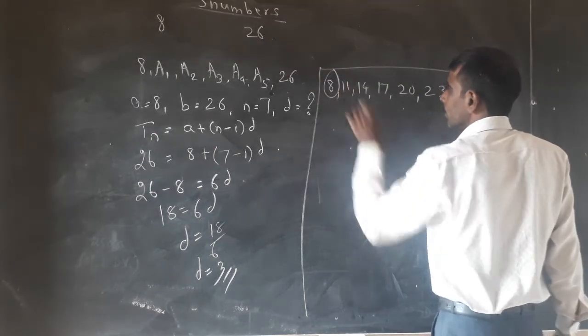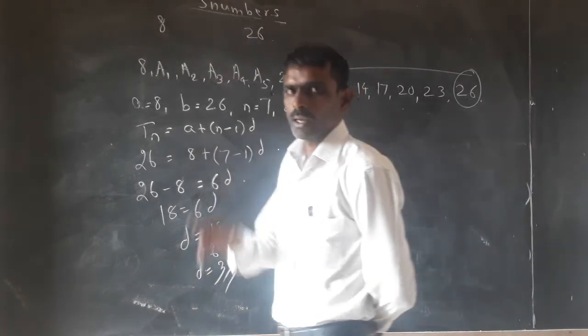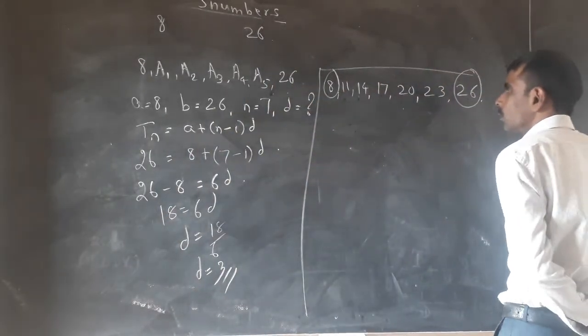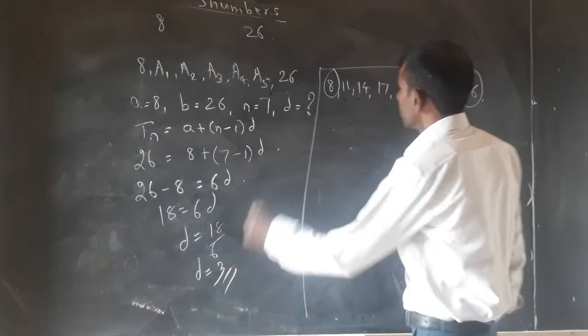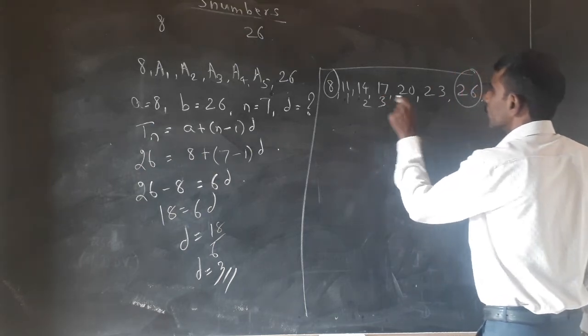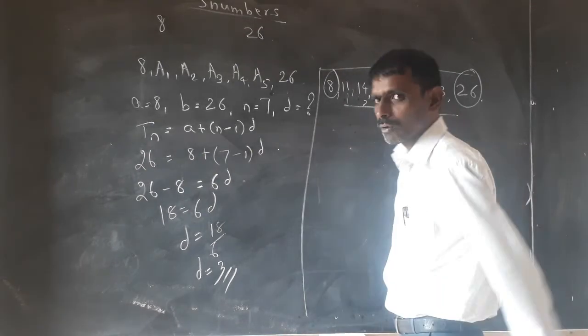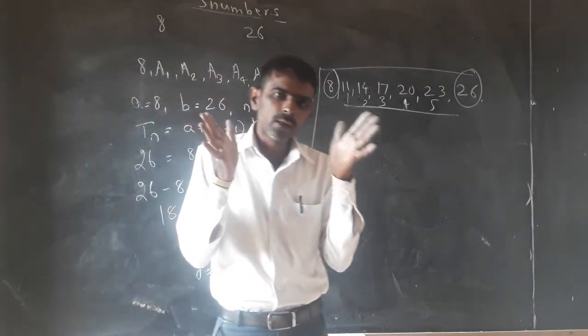Now, between 8 and 26, I will just check whether I have got the 5 terms. So it is 1, 2, 3, 4, 5. So this is how you are going to solve the problems based on arithmetic means.